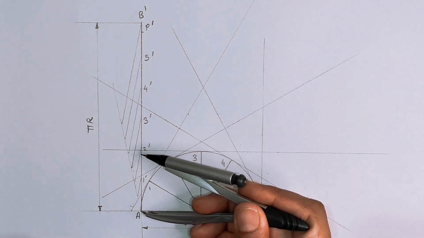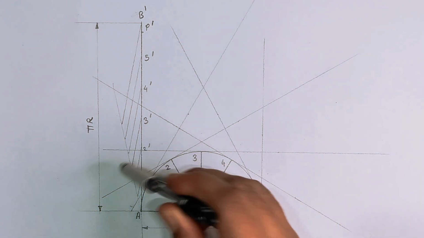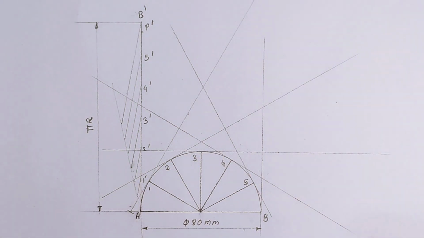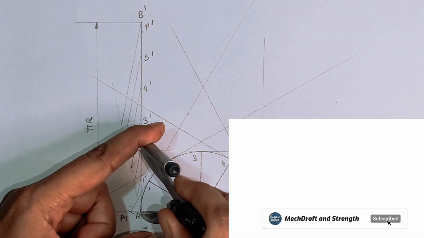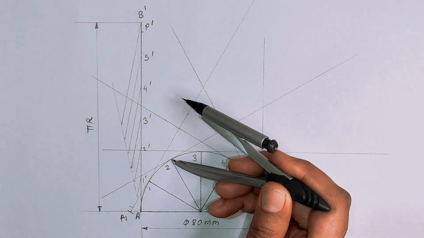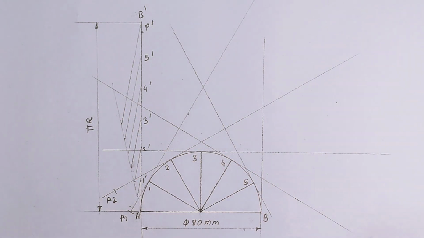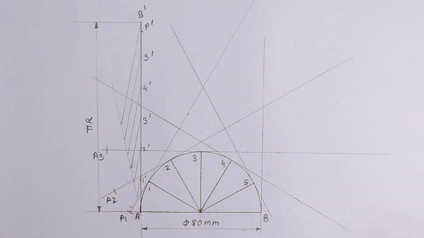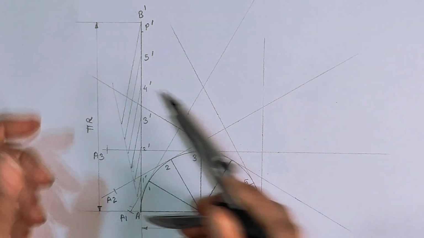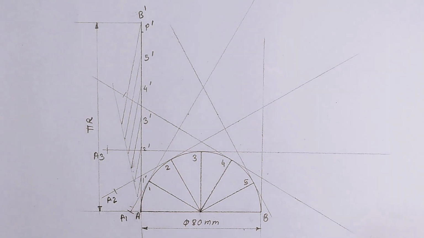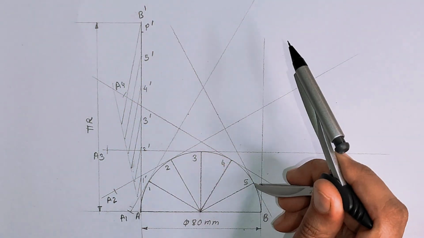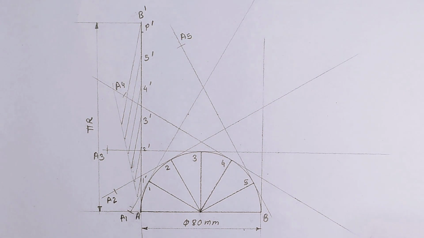The next step, take the distance from A to 1 dash, place the metal point on 1 and mark the lower side of the tangential rod which goes from point 1, and mark that point as A1. Again take the distance from A to 2 dash, place the metal point on 2 and mark the lower side of the tangential rod which goes from point 2, that is A2. This is for the lower side of the rod. In the question we have to trace out both points, lower and upper. So A1, A2, A3, A4, A5 and A6 are for the lower side of the rod.